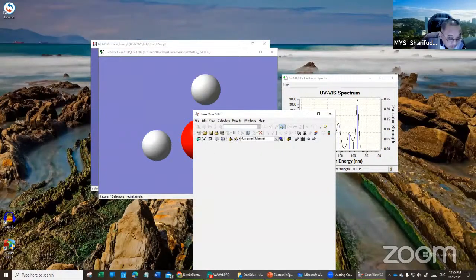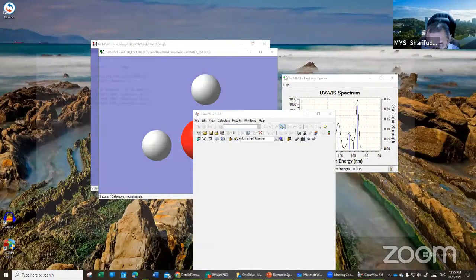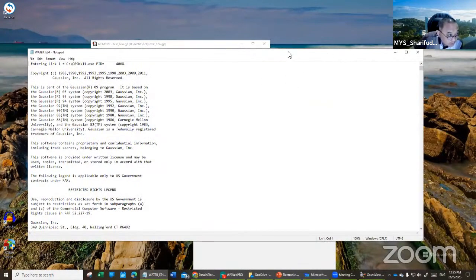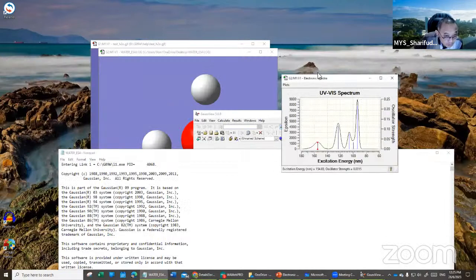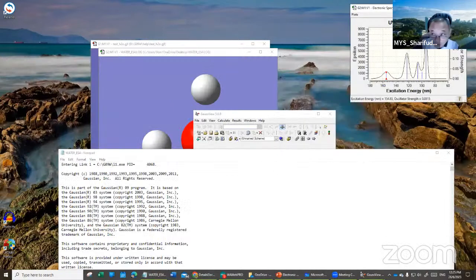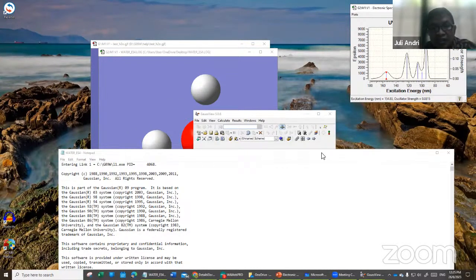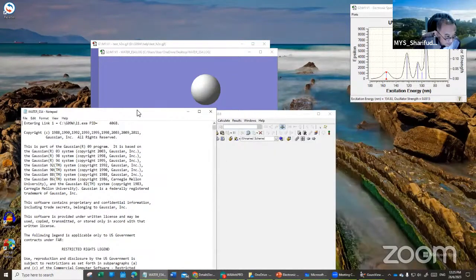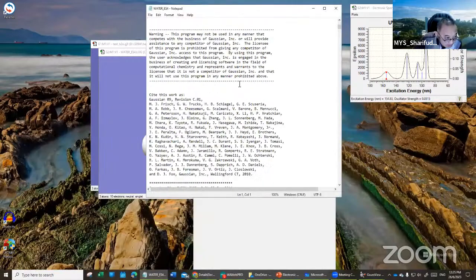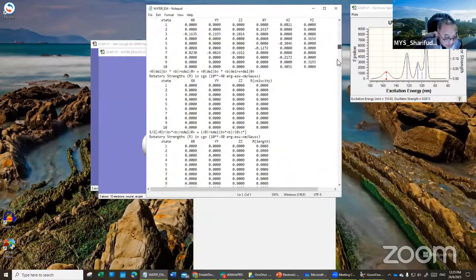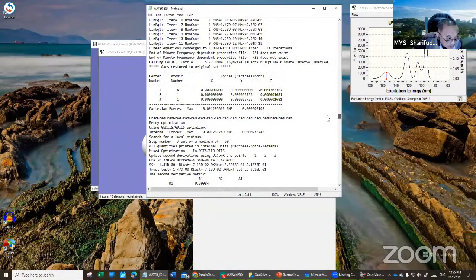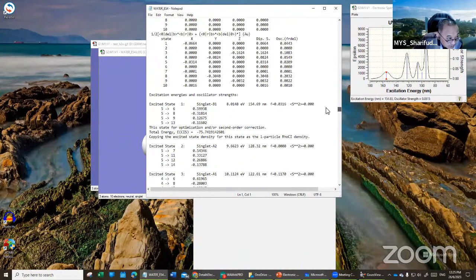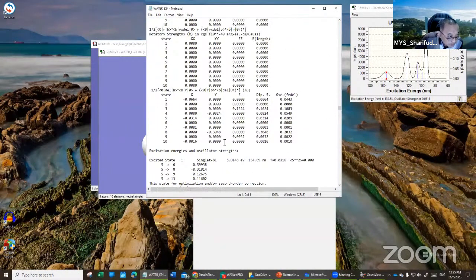Oh, sorry. Let's open this file. All right, this is the log file of the UV visible spectrum. We just put it there. So can you see the screen? Yeah. Okay. So this is the log file. Now I'll just show you what I mean. If you go down here, there you go.